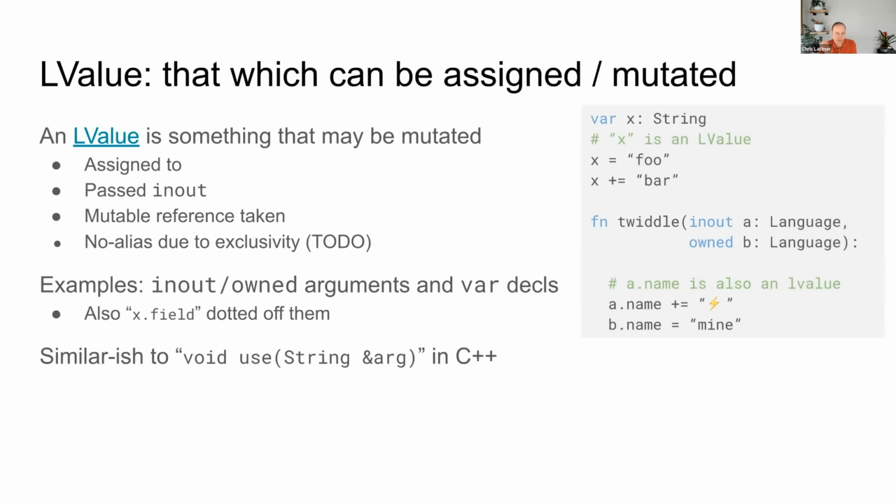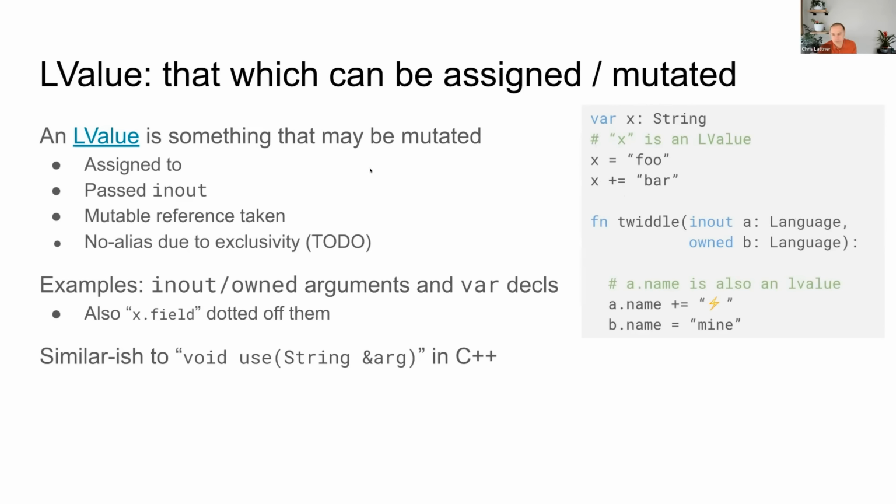It's conceptually a thing in memory. This is either I have a local variable on the stack. So I have X. X can be mutated. I can assign to it. I can increment it. Incrementing is just passing it in out, by the way. I can have a function that takes values as in out, and so I can modify them.